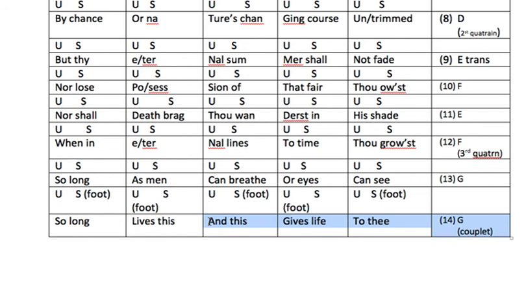So anyway, the next lecture will be a little bit shorter because I'm not going to talk so much about rhythm and rhyme, and we'll talk more in the same format of looking at the quatrains and couplets. So till next time.